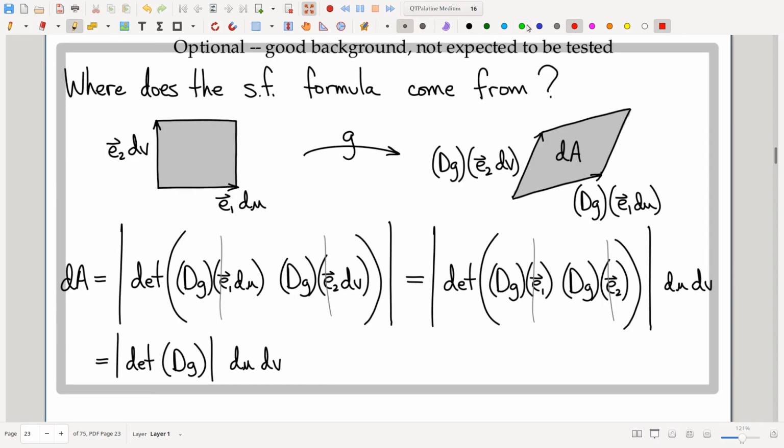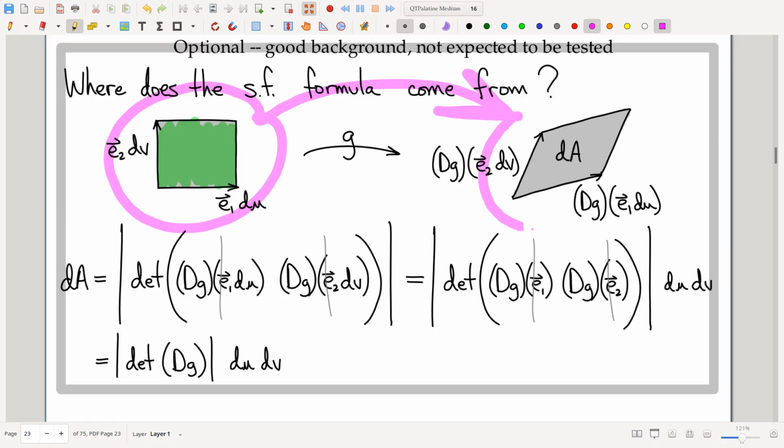Keep in mind what we're talking about. We've got some little piece of area over in the UV plane, and we're interested in how much that area has to get stretched out to produce its image, a little parallelogram-ish thing in the target. So we're trying to figure out by what factor that area gets stretched out. Roughly speaking, we're just going to realize that the edges of this rectangle are vectors, and the edges of this parallelogram are vectors.